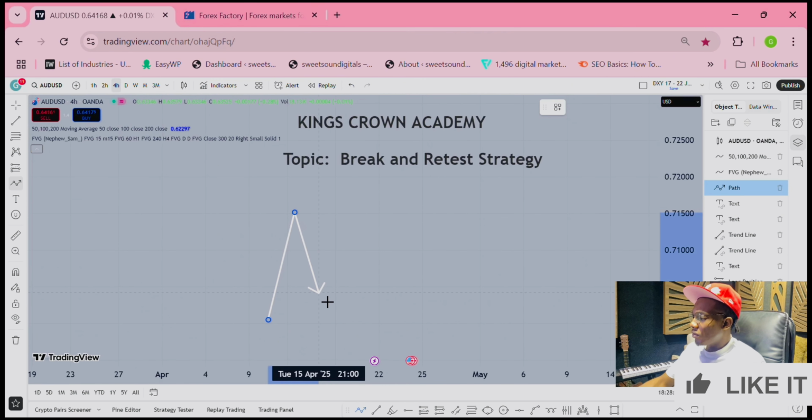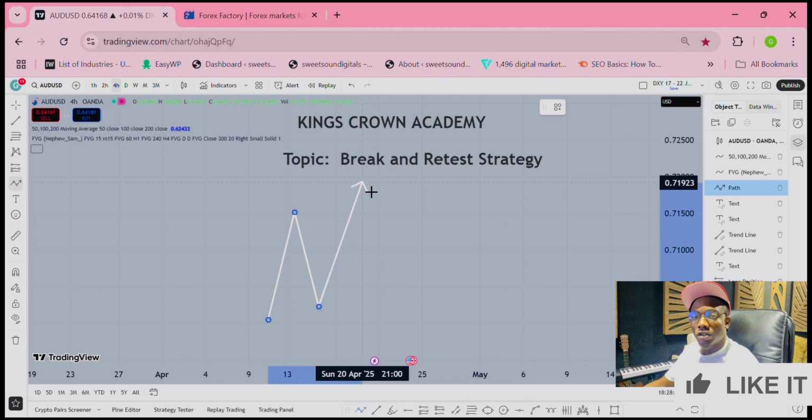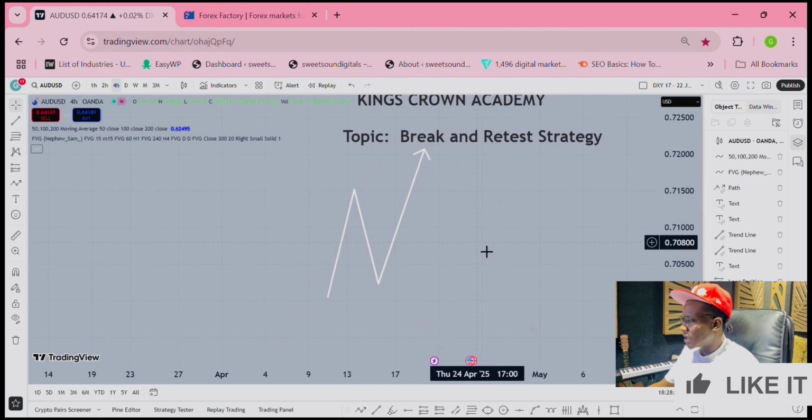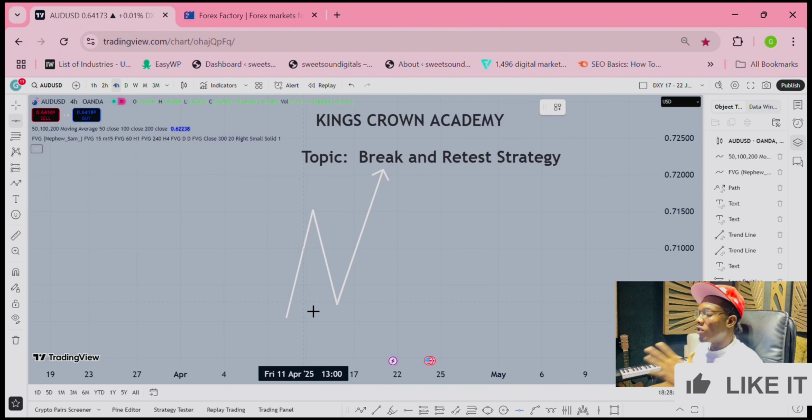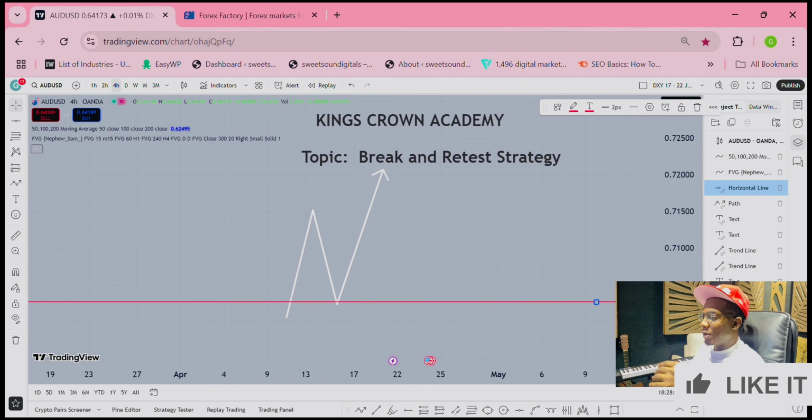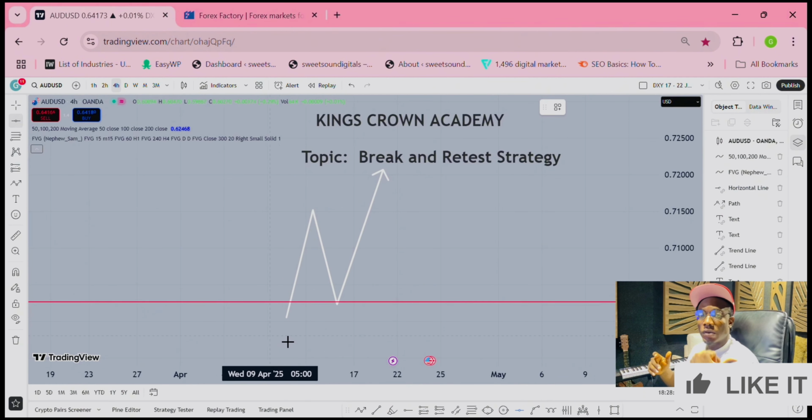Guys, like I said, this strategy is very simple. It's called the break and retest. It's one of the easiest and simplest strategies you can start with as a beginner trader. Let's get into this strategy. We're going to look at it from a 4-hour and a 1-hour time frame. It's perfect for swing traders and it's perfect for day traders.